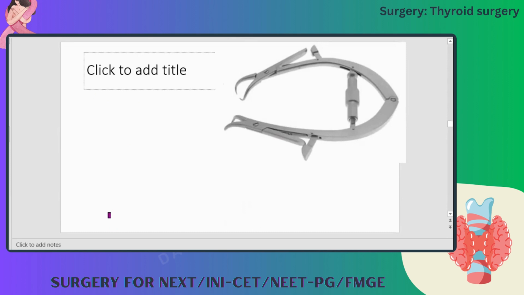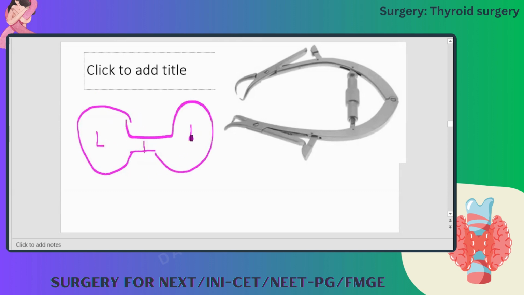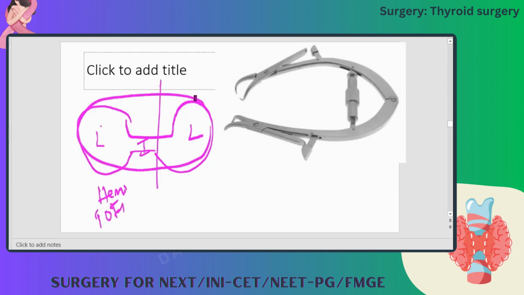Very good. Okay. So this is one lobe, this is the other lobe, and this is the isthmus. Lobe 1, isthmus, lobe 2. So hemithyroidectomy: hemi, one lobe and the isthmus. No doubt about this. Total thyroidectomy: two lobes completely, two lobes and isthmus.